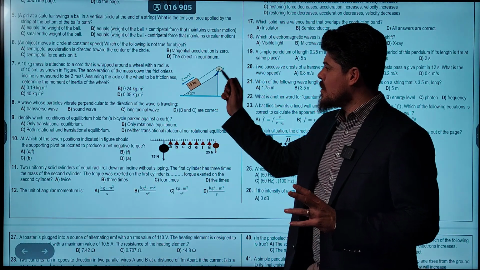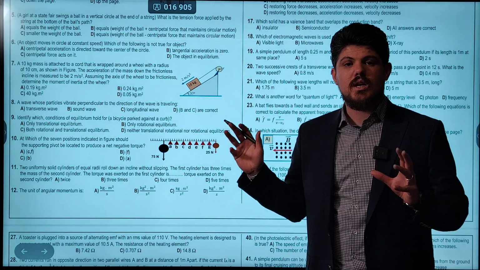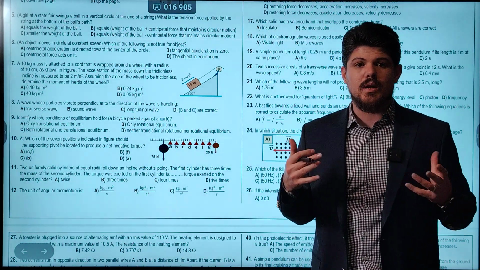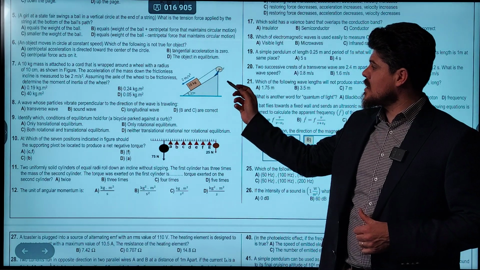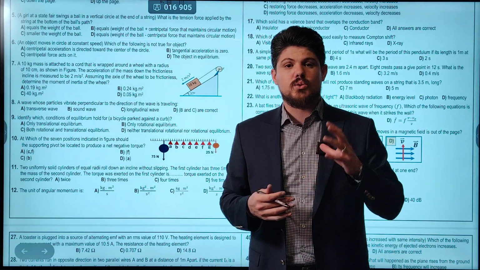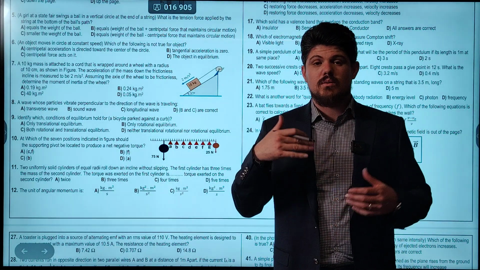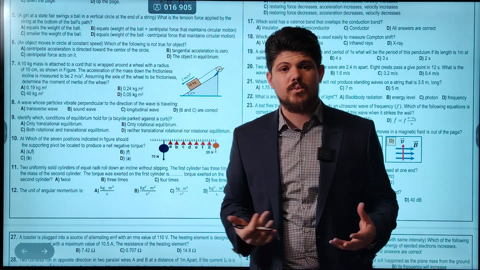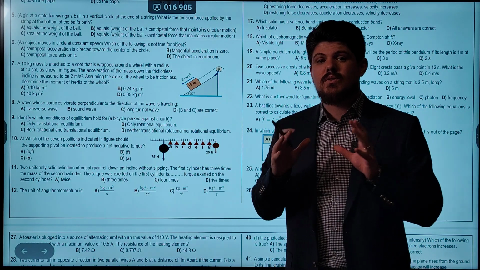What is unknown? The moment of inertia of the wheel. Guys, this 10 kilogram is not the mass of the wheel. Sometimes students get confused with this mass, so they use the equation of the moment of inertia of the wheel, which is 1/2 mr square, and place the mass into it. This is completely wrong. Don't make this mistake. Be careful. This is the mass of the object.